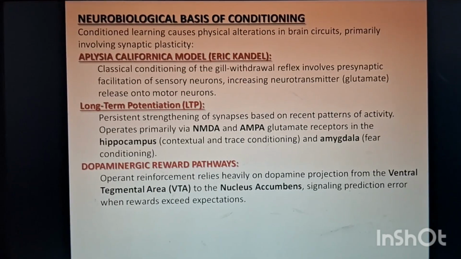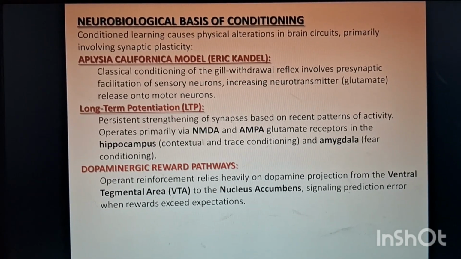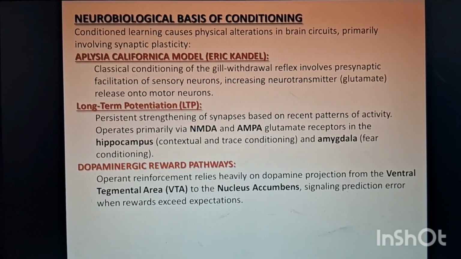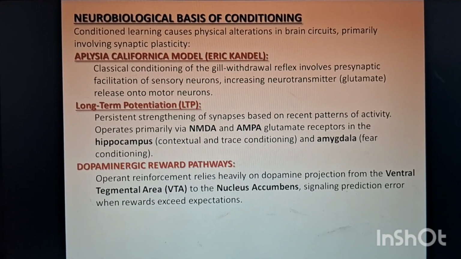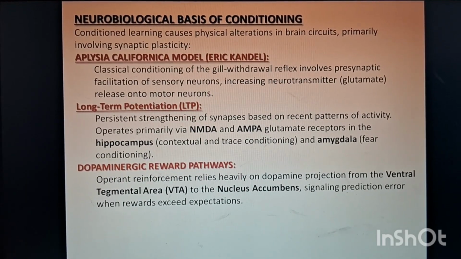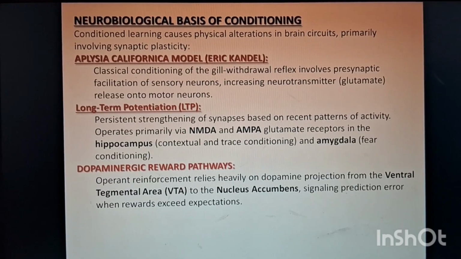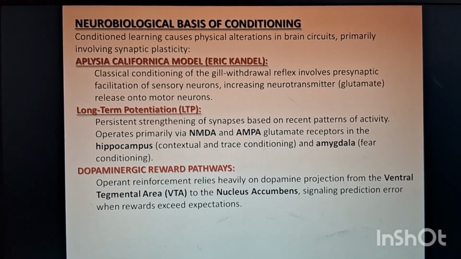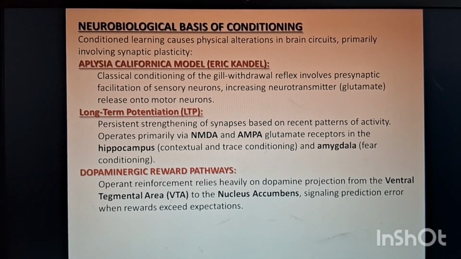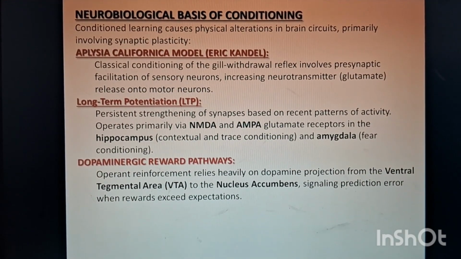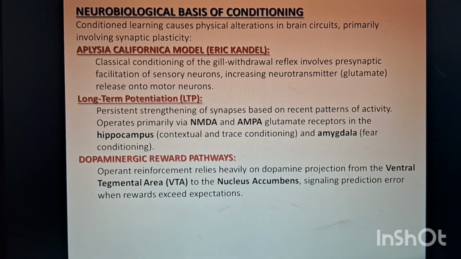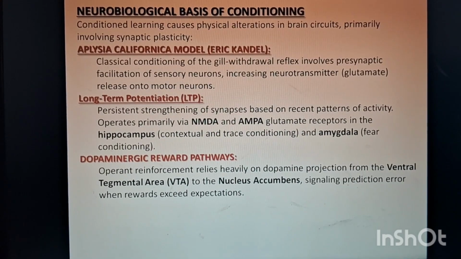Neurobiological basis of conditioning. Conditioned learning causes physical alteration in brain circuits, primarily involving synaptic plasticity. First is the Aplysia californica model, that is classical conditioning of the gill withdrawal reflex, which involves presynaptic facilitation of sensory neurons and increased neurotransmitter release, that is glutamate release, onto the motor neurons.